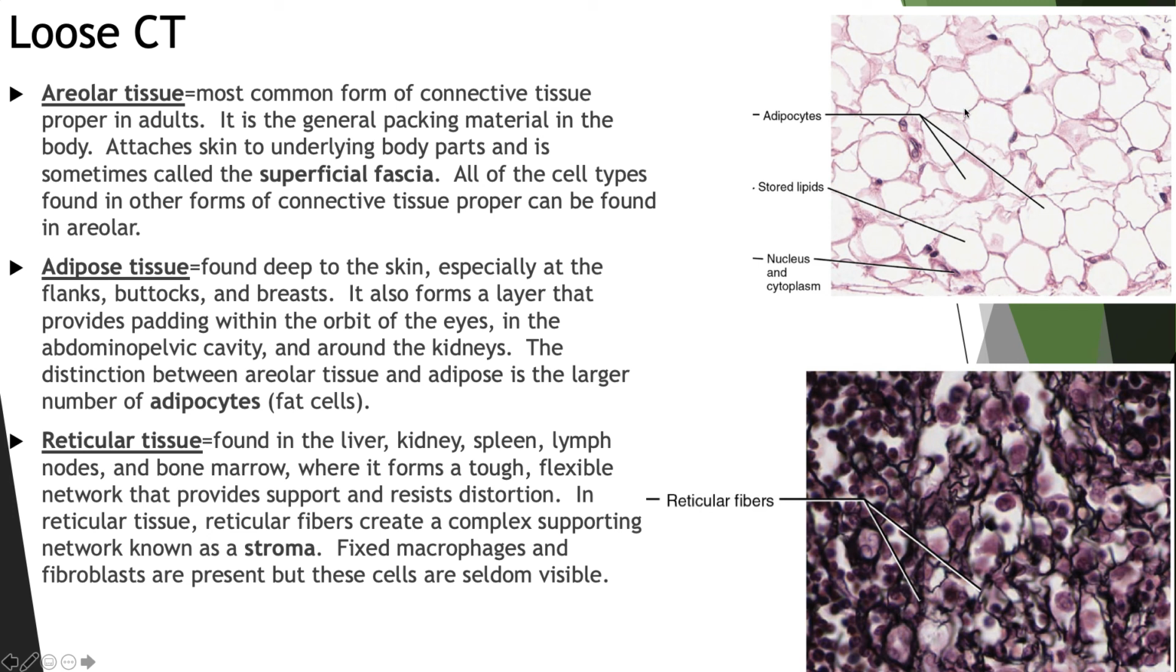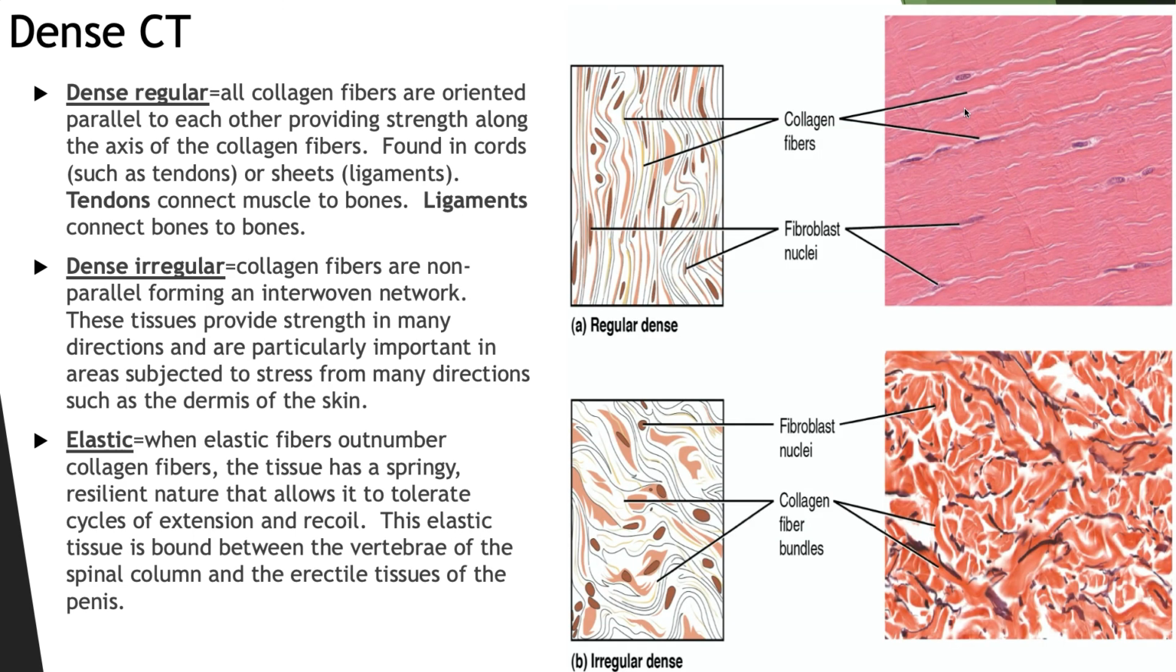You have reticular tissue, which is found near the liver, the kidneys, the spleen, things like that, where it has to form a tough, flexible network to help support these things. Things where you can't have bone because that's too rigid, but you have this reticular tissue that helps to anchor and support. You also have dense connective tissue.